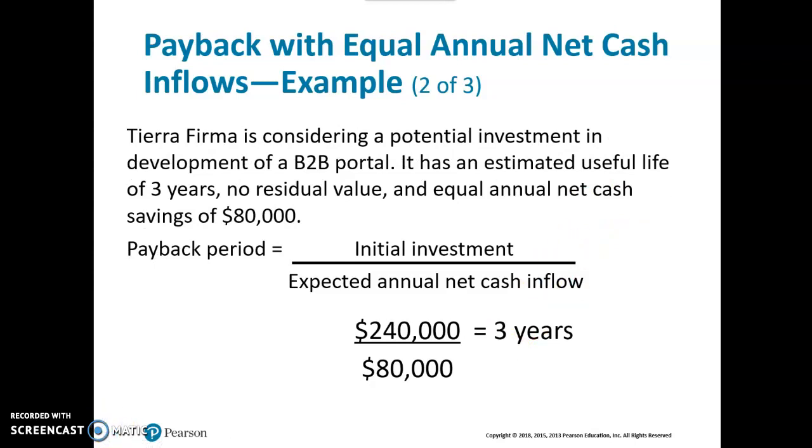Here's another example. The same company is considering a potential investment and development of a business-to-business portal. It has an estimated useful life of 3 years, no residual, and equal annual net cash savings of $80,000. So you would take your initial investment, $240,000, divided by the $80,000. It'll pay for itself in 3 years. Okay, so those are straightforward.